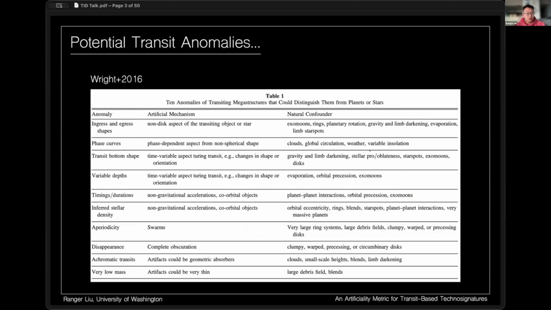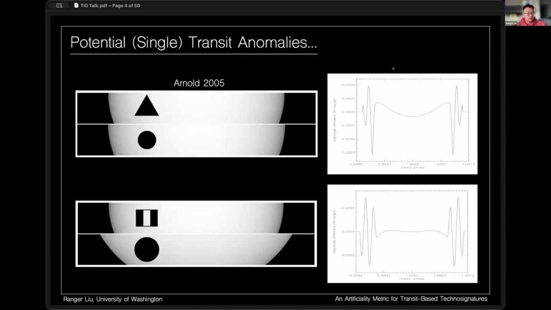So when we're looking for transit technosignatures, what we're really looking for is anomalous transits, like the talk before had previously talked about. A lot of the previous investigations of anomalous transits, for example this one from Wright et al. 2016, and also this one from Arnold 2005, propose various unusual geometries of single transits, but these have yet to be found in any extant data.